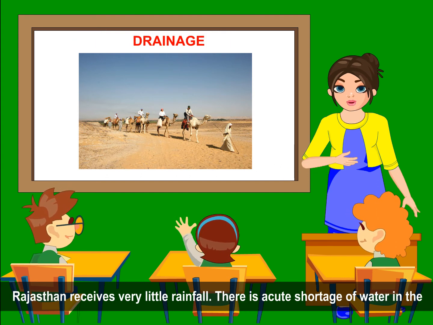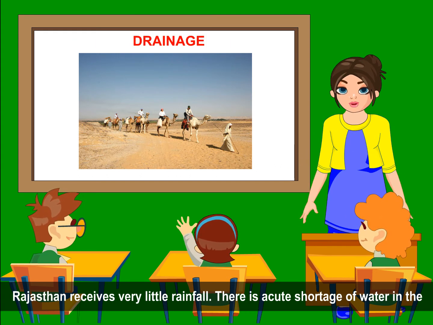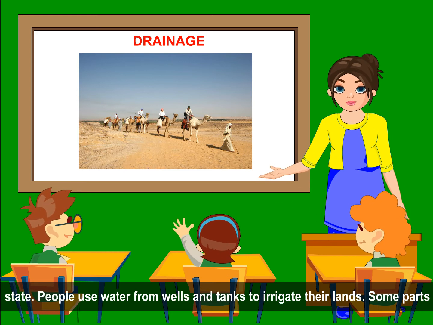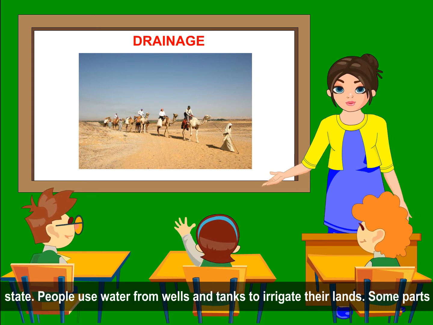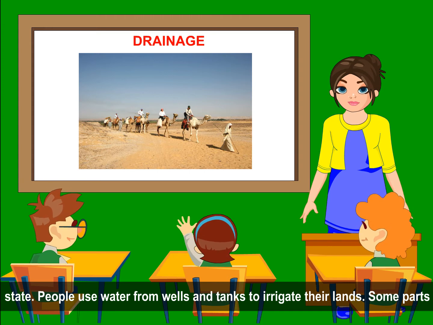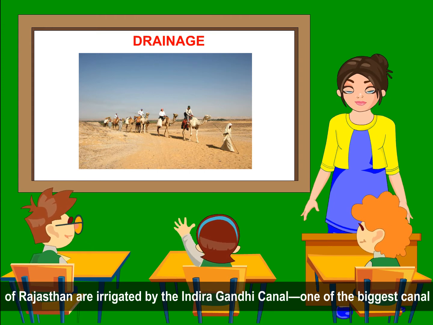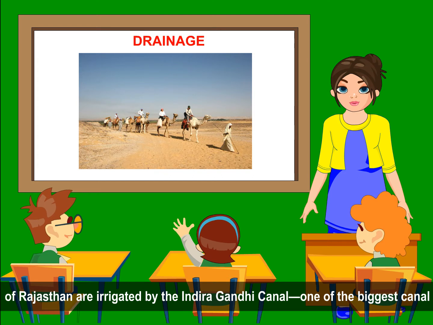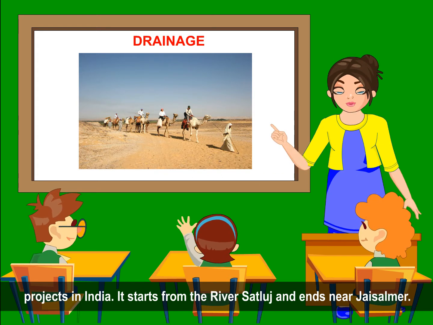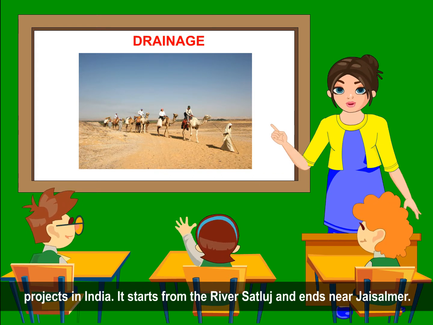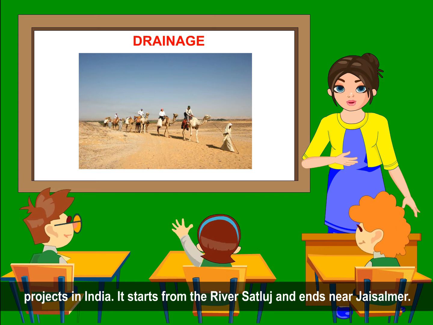Drainage. Rajasthan receives very little rainfall. There is acute shortage of water in the state. People use water from wells and tanks to irrigate their lands. Some parts of Rajasthan are irrigated by the Indira Gandhi Canal, one of the biggest canal projects in India. It starts from the river Satluj and ends near Jaisalmer.